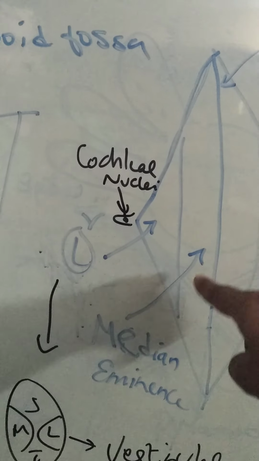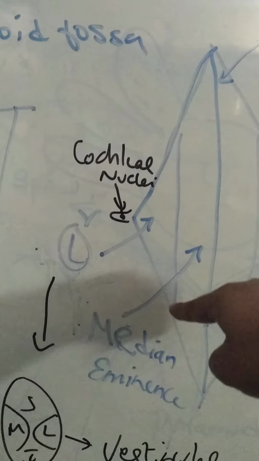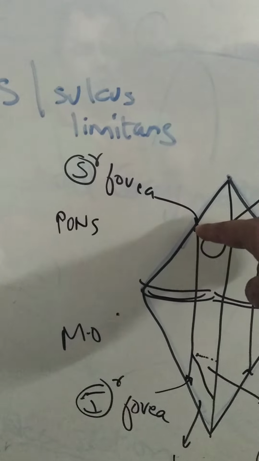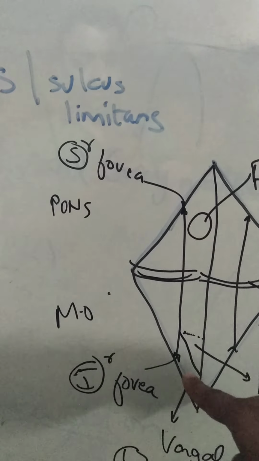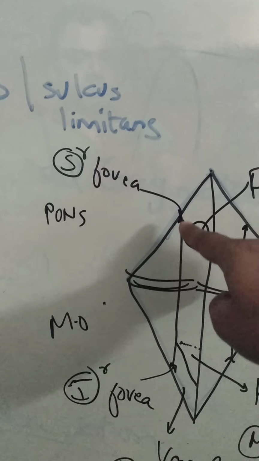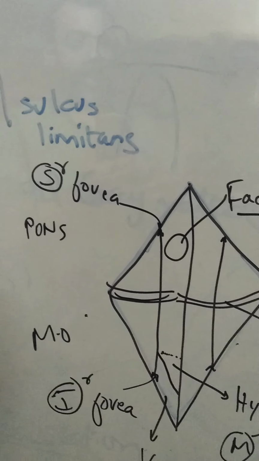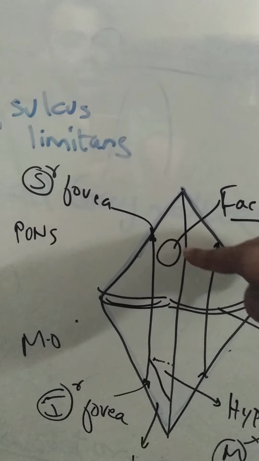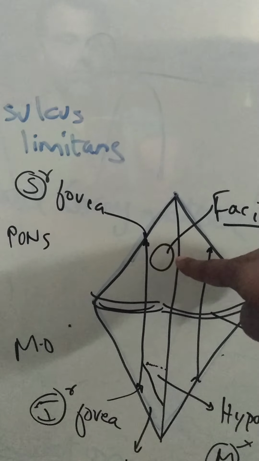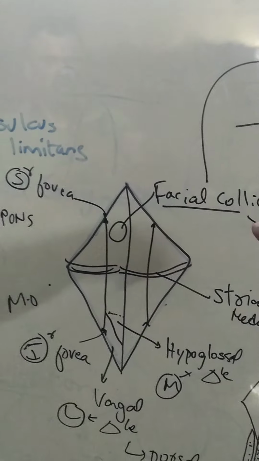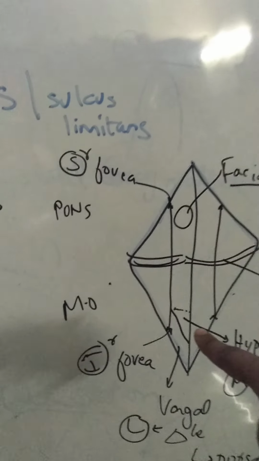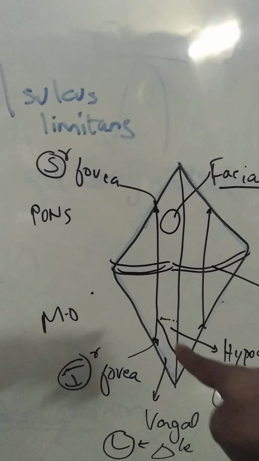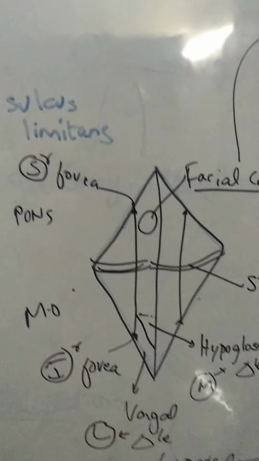To understand the median eminence, I will show one more diagram. The upper portion of this sulcus limitans shows a depression, the superior fovea. Down also there is a depression, the inferior fovea. So superior fovea and inferior fovea are two landmarks in the sulcus limitans. Opposite to the superior fovea, there is an elevation called facial colliculus. Opposite to the inferior fovea, there is one line which is separating two triangular areas. This line is called sulcus separans or funiculus separans.